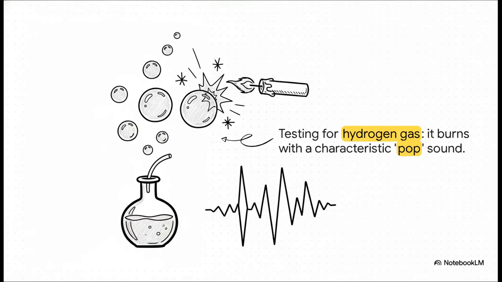Okay, so the reaction produces hydrogen gas. But how do we know for sure? Well, there's a standard test for it. What we do is we collect the gas and bring a burning splinter or a candle near it. If it's hydrogen, you'll hear a characteristic pop sound as it extinguishes the flame. Please remember this test. The pop sound test for hydrogen is a classic favorite question for examiners.